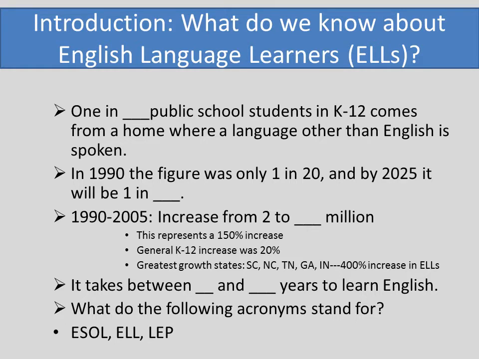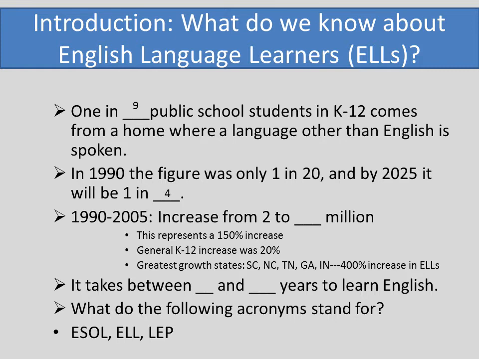Alright, as we get started, let's take a little quiz, just for fun, on how much we already know about English language learners in America. Just answer the questions in your head as we go through. So, 1 in how many public school students in K-12 right now comes from a home where a language other than English is spoken? The answer is actually 1 in 9. In 1990, the figure was only 1 in 20. And by 2025, it's expected to be 1 in how many?